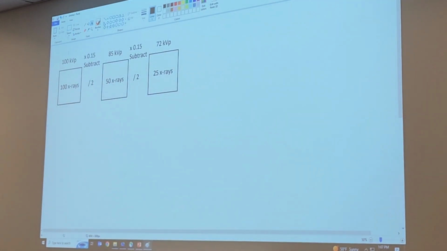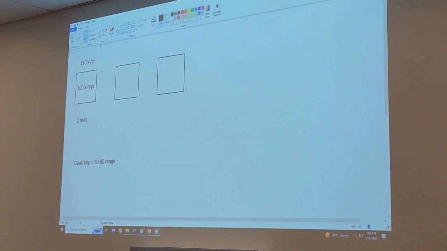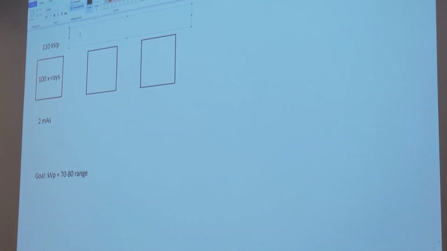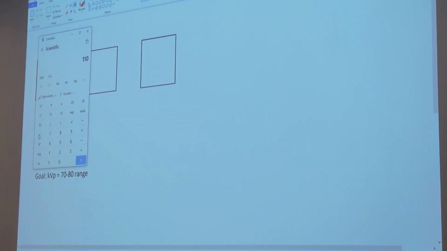So are we supposed to whip out a piece of paper and work it out? Great, so we need to multiply by what? 0.15. Good, and then add or subtract? Subtract, good. So what happens when we do this? 110 times 0.15 is 16.5, okay. 110 minus 16.5, that's right, 93.5.